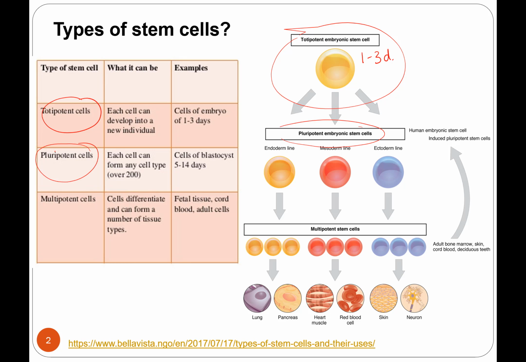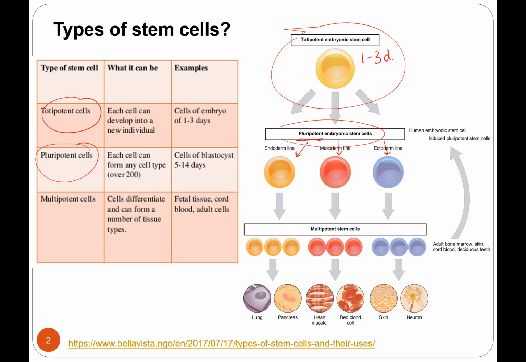Okay. So now you have cells that have differentiated just a little bit into the three types of basic cells. So you have the endoderm, the mesoderm, and the ectoderm. Okay. These are pluripotent because they still have lots of potential. Right? The endoderm line can differentiate into lots of different cell types. The mesoderm has its own cell types. Ectoderm, again, other cell types.